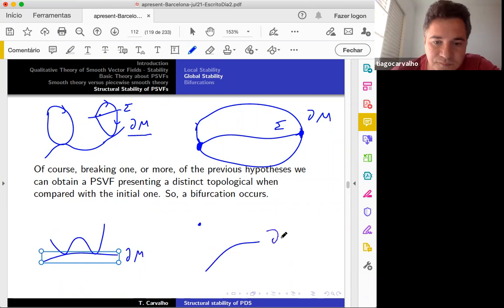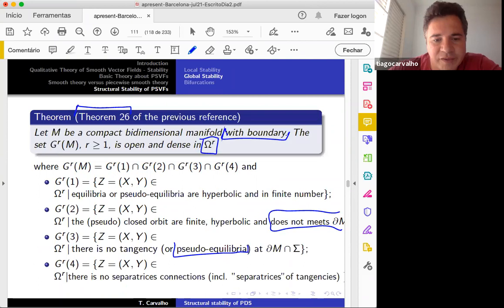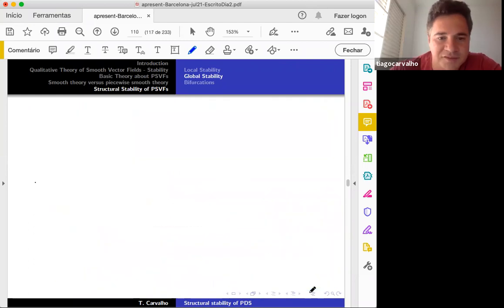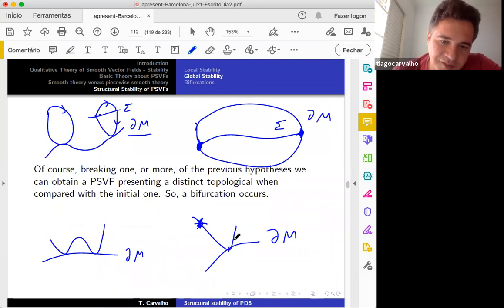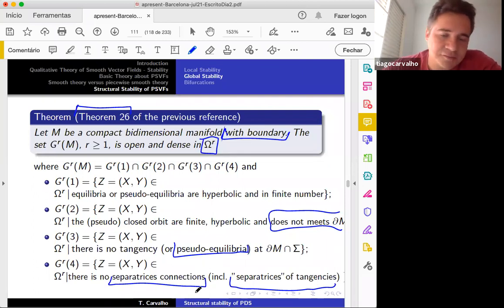Separatrix connections, something like this, with an equilibrium or pseudo-equilibrium point here. All kinds of separatrix connections, including separatrices of saddles, of other singularities, and separatrices of tangents. Separatrices of tangents are these points. This is a separatrix of a tangent, this is another. So this is the version of the Peixoto theorem for bidimensional piecewise smooth vector fields.